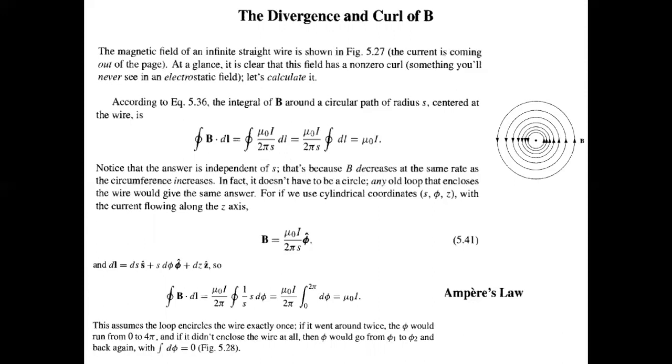So if we use cylindrical coordinates with the current flowing in z, we basically have just the definition changing here. And if we do the same calculation for a cylindrical problem, we have the same result. Now this result is called Ampere's law. So this equation here is called Ampere's law.